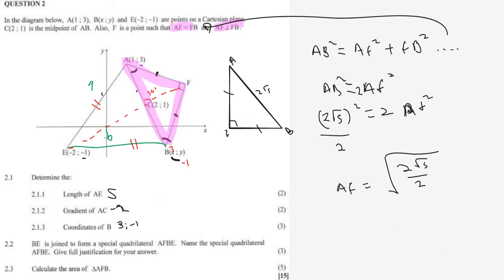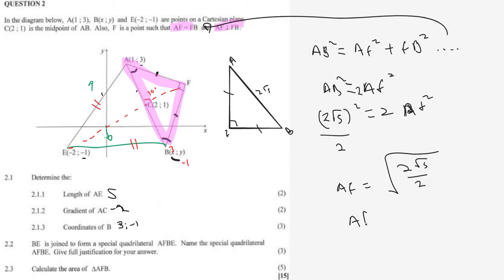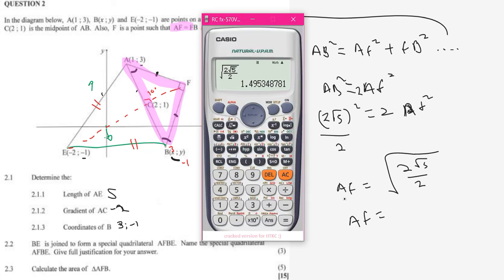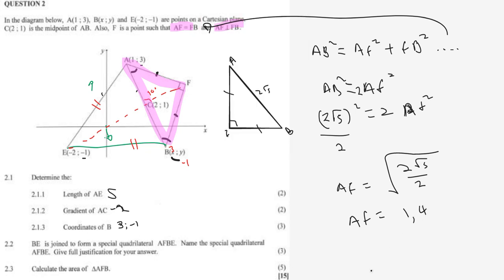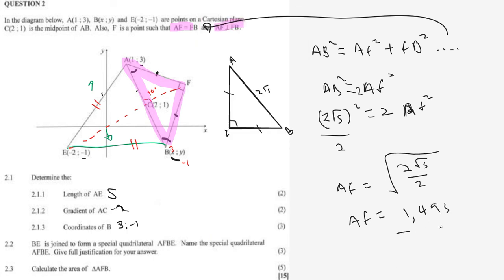Then bring our calculator again. It's going to be the root of the fraction: 2 root 5 divided by 2. Our AF is equal to this value, 1.4 9 5. This is our AF, which is equal to that.